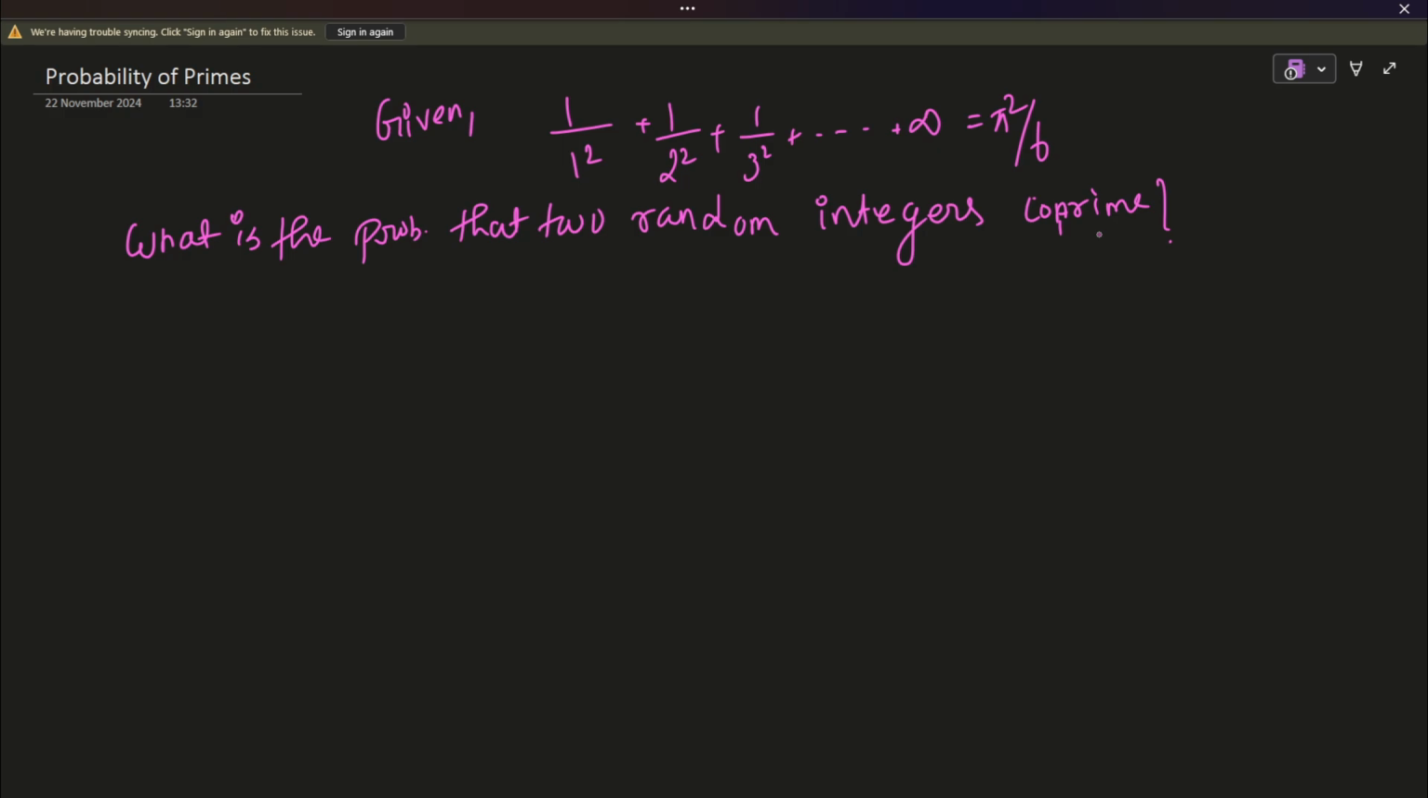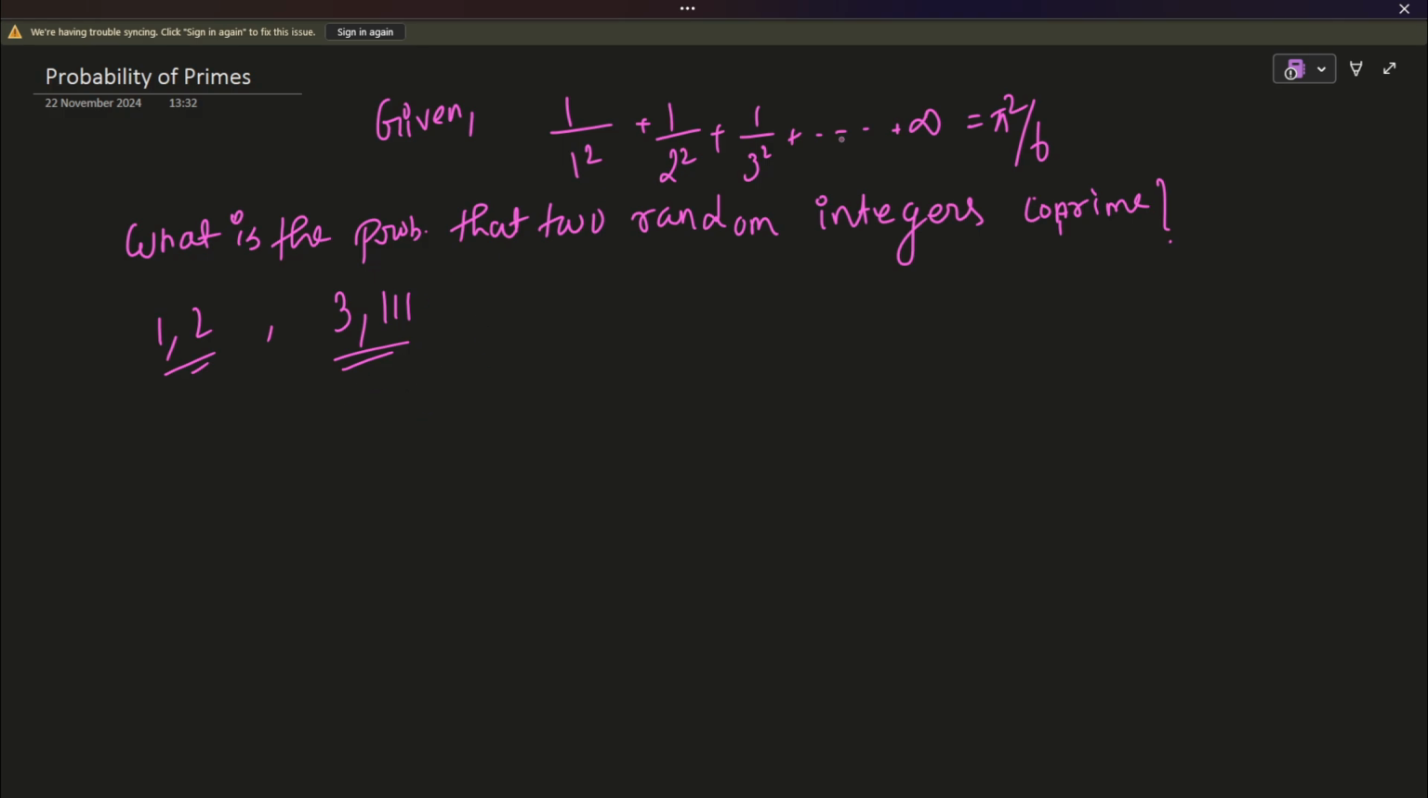Okay, so let us begin with this problem. Given that 1 by 1 square and all this equals pi square by 6, we need to find the probability that two random integers are co-prime. What do I mean by random integers? You can pick any two integers, for example 1 comma 2, or 3 comma 111, anything. There can be infinitely many choices. But then how is it even possible to find the probability when the sample space is infinite, and so is the favorable space? So we need to tackle this differently.